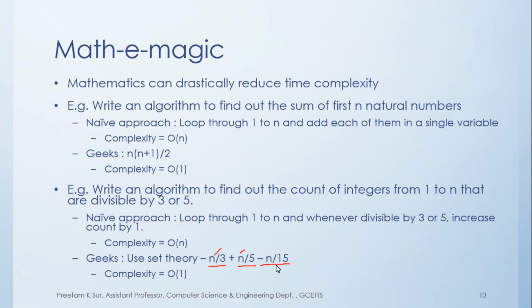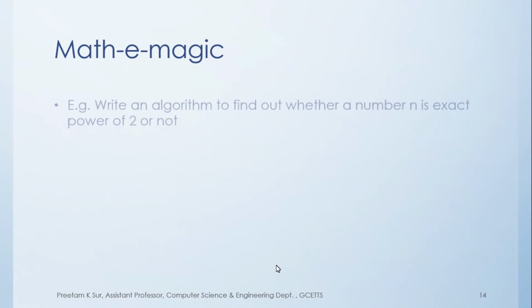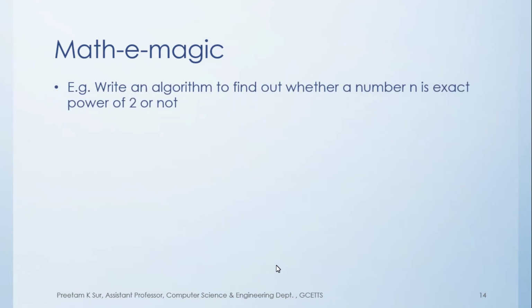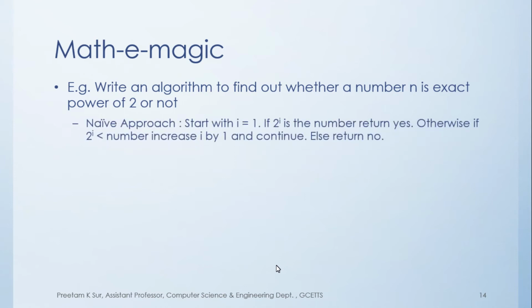And the final example for this: if I am asking you to write an algorithm to find whether a given number is an exact power of 2 or not, meaning if I give you a number, suppose 50, you have to tell whether it can be represented as 2 to the power something or not. So how can you do that? The simple idea or naive approach will be, you will start with i equals 1 and check if 2 to the power i is the number, then you will say it can be represented as 2 to the power something, right?